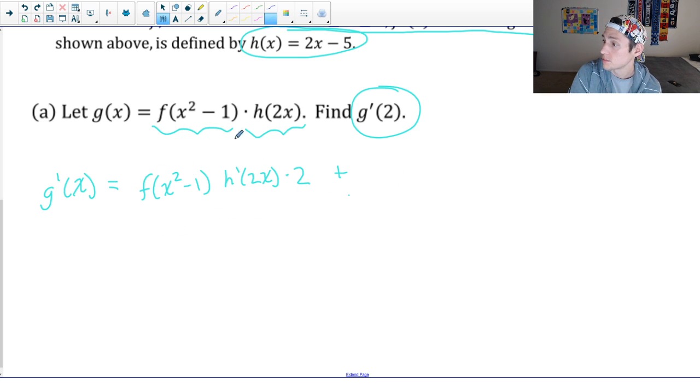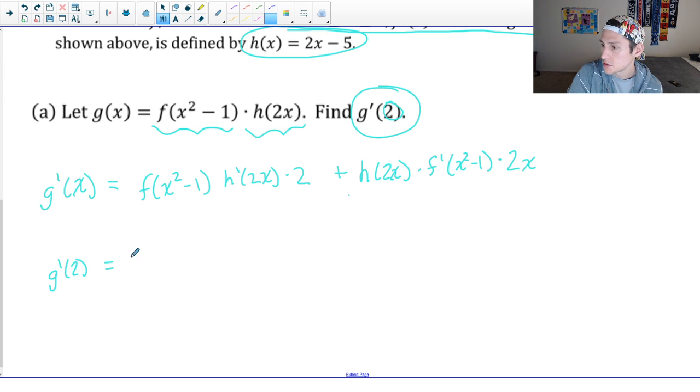Okay, so that's my first term, plus the second times the derivative of the first. The second function is just h of 2x, times the derivative of the first function. The first function's derivative is f prime of x squared minus 1, and then chain rule, multiply by the derivative of the inside, so the derivative of x squared minus 1 is 2x. All right, so here's my equation for the derivative. Now we just have to go in and plug in 2 and do some evaluation.